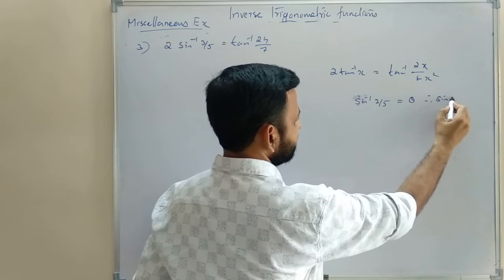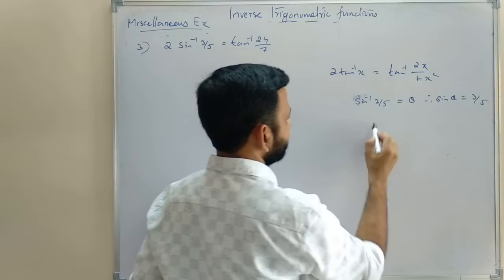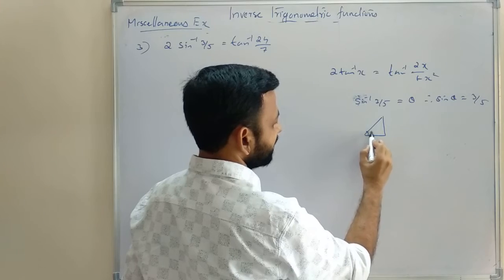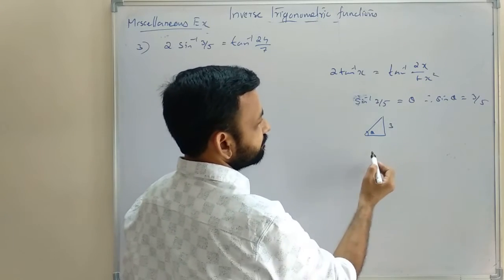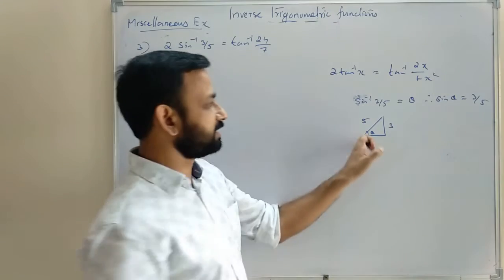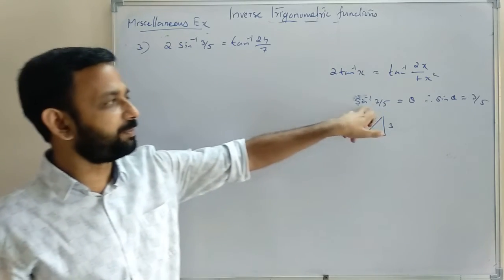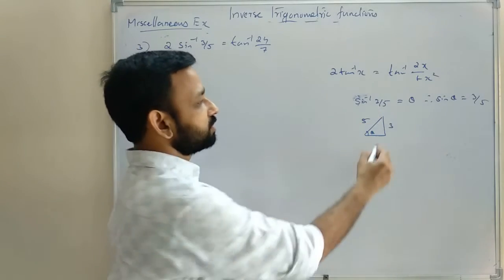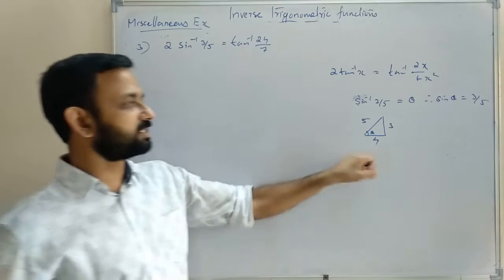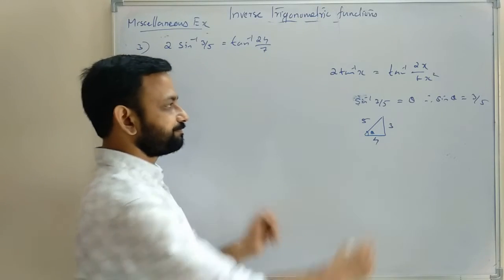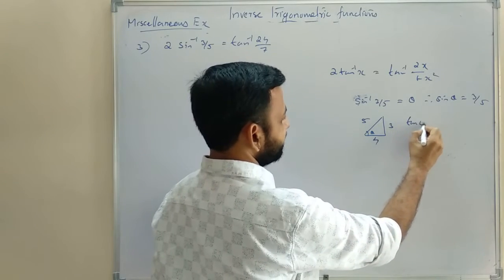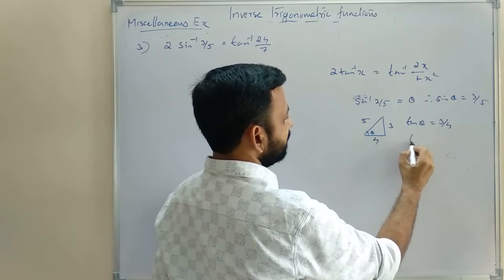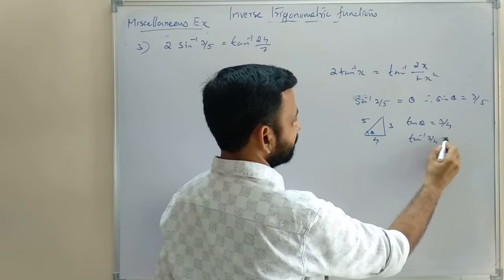Therefore, sin theta is equal to 3 by 5. So we can draw a right triangle with angle theta and sides 3 and 5. Sin theta is equal to opposite side by hypotenuse, so 3 upon 5. When we apply Pythagoras theorem, the base is equal to 4. So we can write tan theta is equal to 3 by 4. Therefore, tan inverse 3 by 4 is equal to theta.